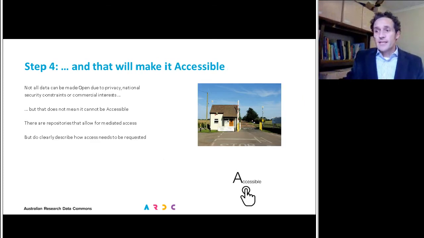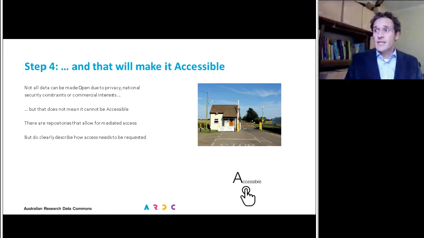Putting your data in such a repository also makes the data accessible. Now, one thing I do want to make quite clear is that in most cases, it's great if the data can be made openly available, but there are cases in which data for very valid reasons cannot be made openly available. Think, for example, where the data contains privacy information or national security information or perhaps commercial interests. And in those cases, you can still make the data accessible. It just won't be open.